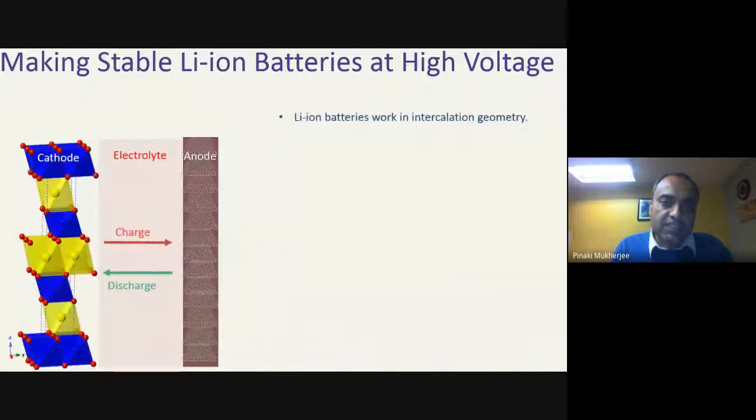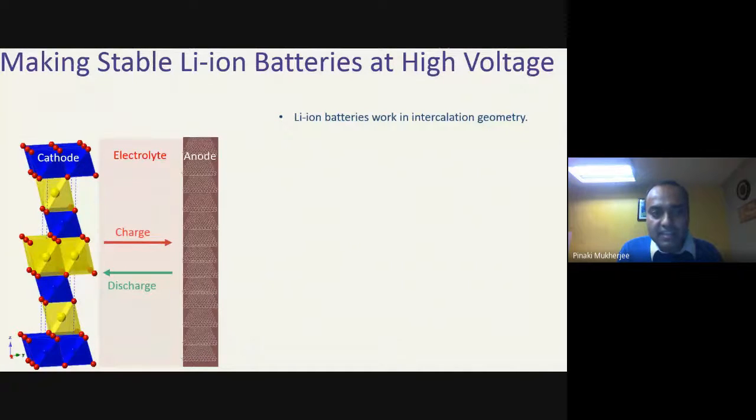So lithium-ion batteries work in an intercalation geometry. Here is a caricature of a lithium-ion battery. The cathode, on the atomic scale: the blue part is actually the nickel atoms, and then there are lithium ions, and there is a layering between nickel ions, lithium ions, nickel ions, and lithium ions, and that's why it's known as a layered structure.